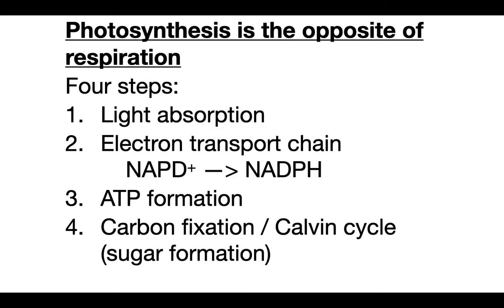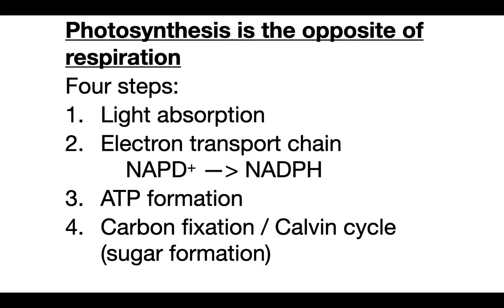let's dive in. Once again, we talked about photosynthesis as the opposite of respiration, so this follows up from the last video with 4 steps. First, light is absorbed, then there's an electron transport chain, ATP is formed as well, and then all 3 of those steps form what we call the light-dependent reactions. It starts with light absorption and ends with charging up 2 high-energy molecules, NADPH and ATP.